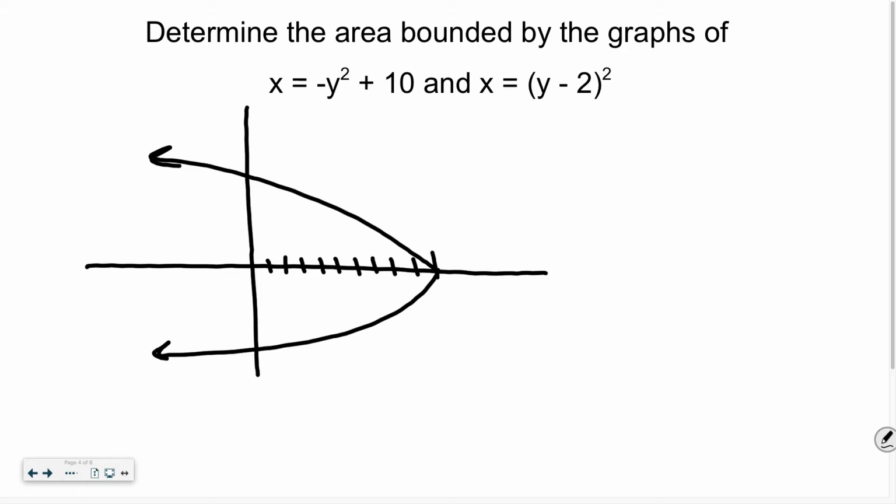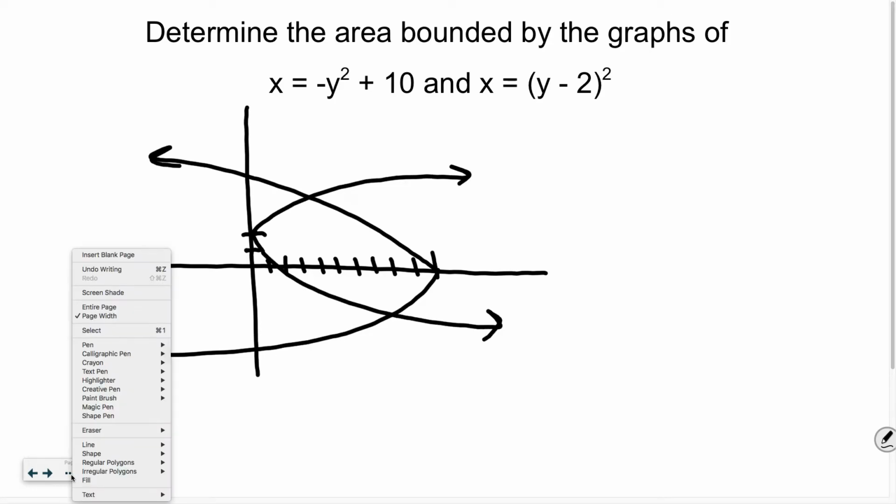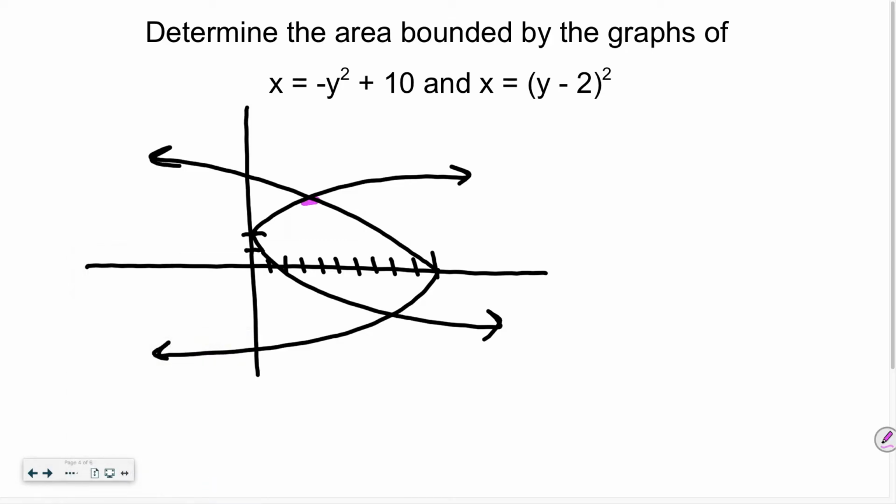Okay. x equals y minus 2, the quantity squared. Which way is it going to open? Right, to the right. And that 2 is shifting it up 2. So here's our region.